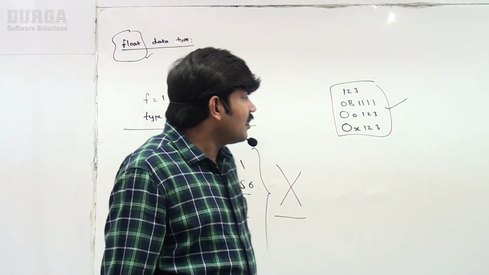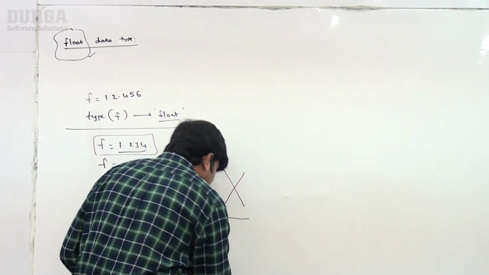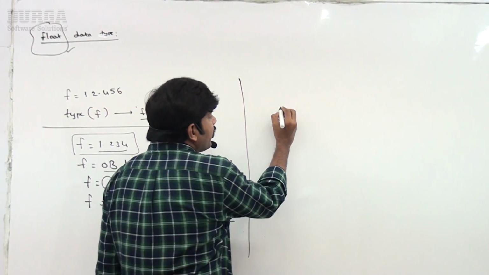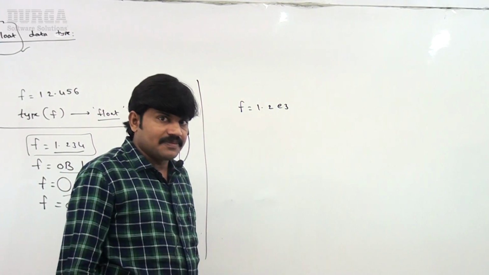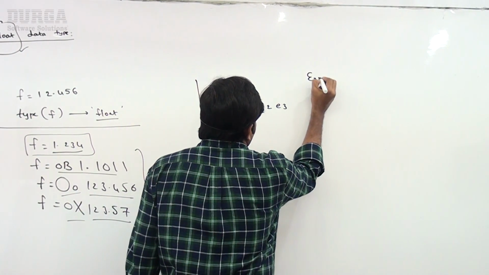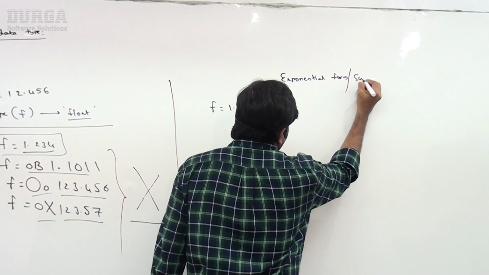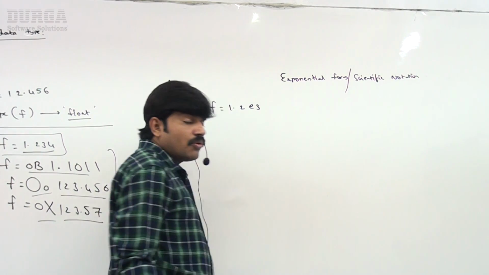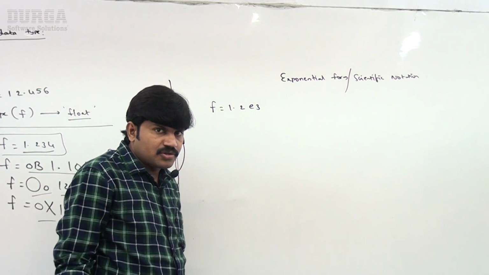Okay, well, next for floating point values there is another representation, sir. What is that representation? Take a bit of special care. If we take f is equal to 1.2 E3, this type of representation is called exponential form or scientific notation. Remember this one. Instead of small e you can take capital E also, no problem at all.